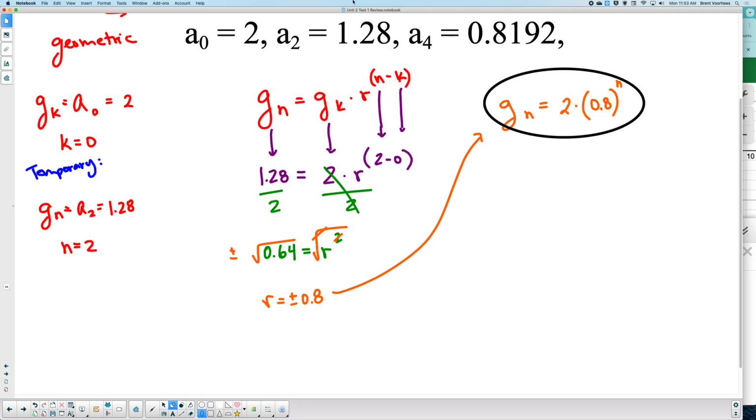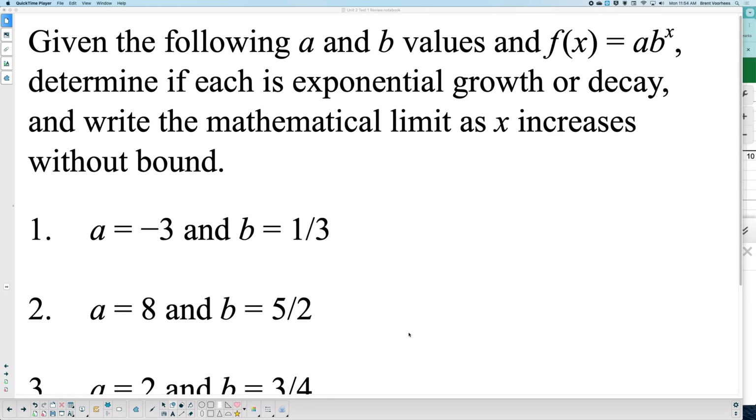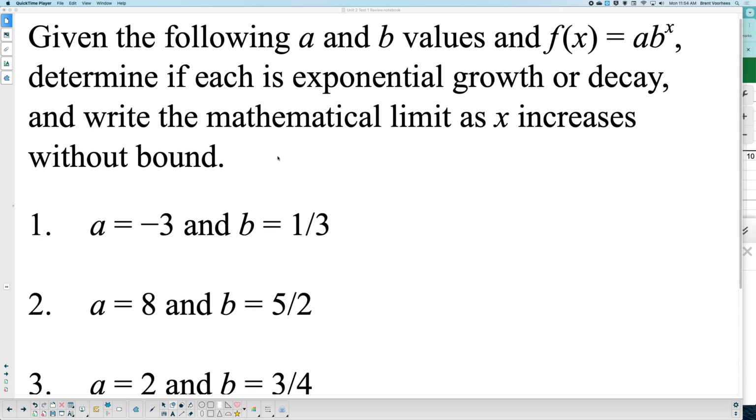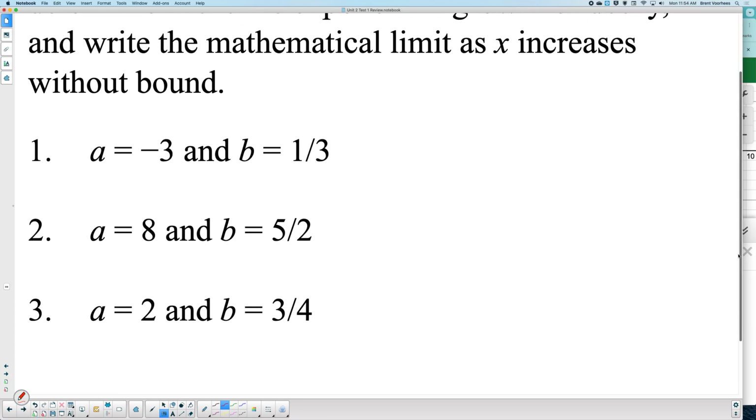All right. This deals with lesson 2-3. On 2-3, we learned about exponential functions, specifically growth and decay and properties like that. So it says, given the values a and b, determine if each is exponential growth or decay, and write a mathematical limit as x increases without bounds. So there's two things we have to do. So first, do you remember how to recognize if something is growth or decay? What do you look at?